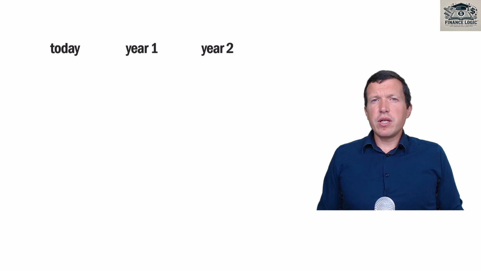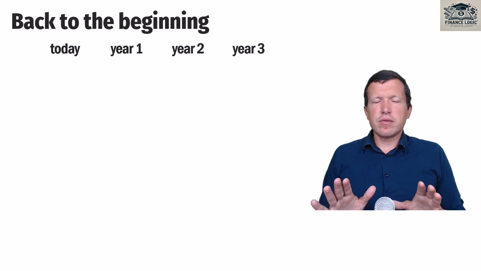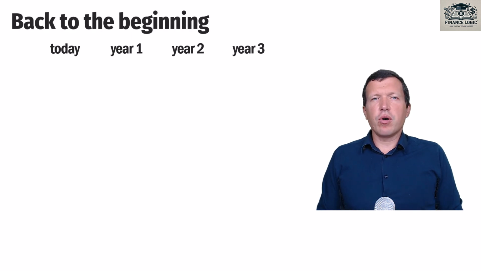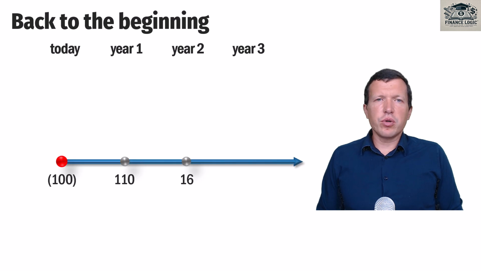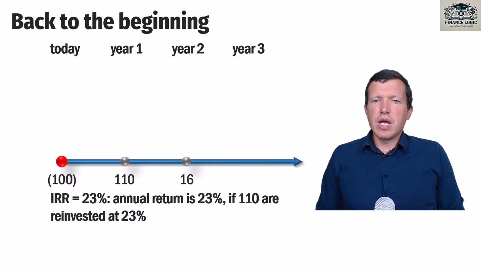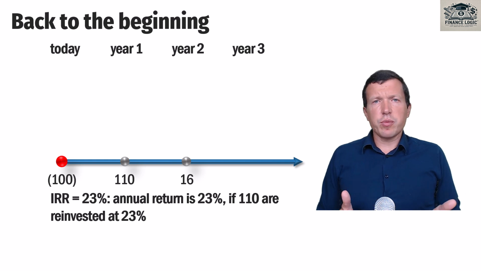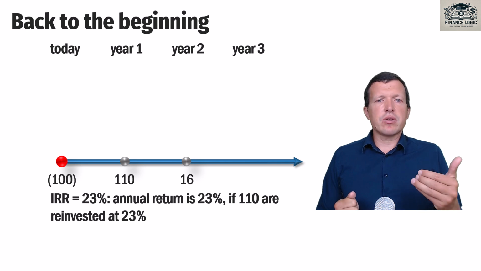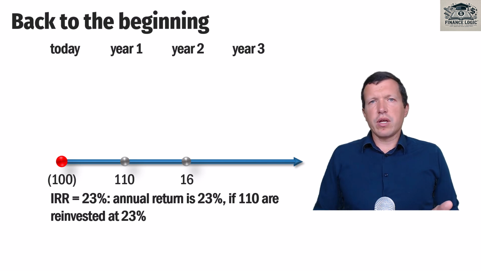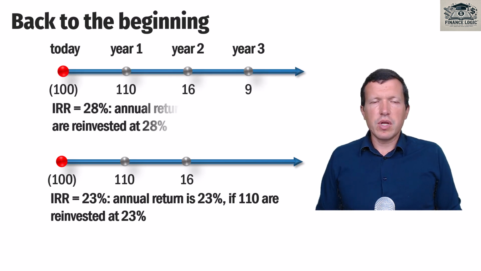Now let's go back to the beginning and make a proper interpretation of our IRR metric for our projects. In our project, which lasts 2 years, IRR is 23%, but we need to add that our annual return is 23% only if 110 is reinvested at 23% for 1 year, till the end of year number 2.